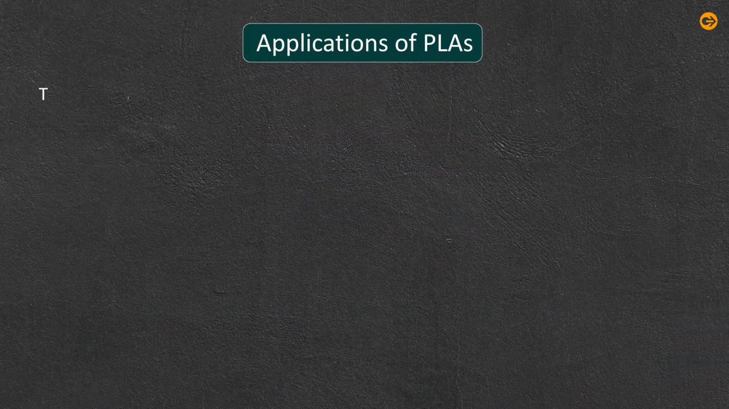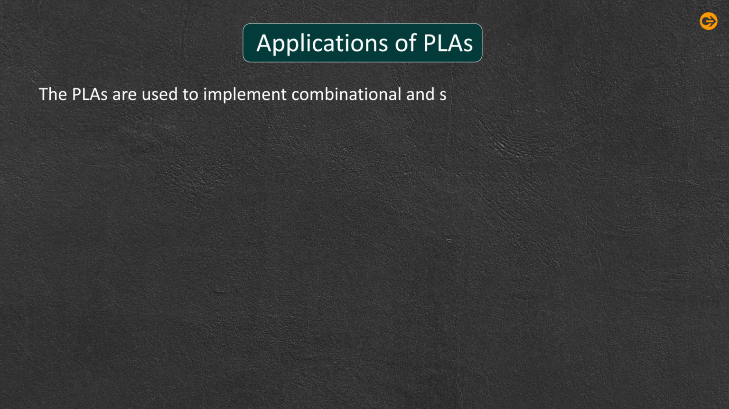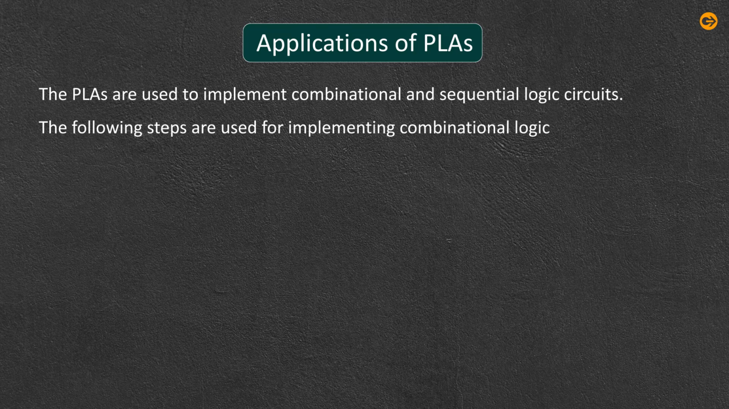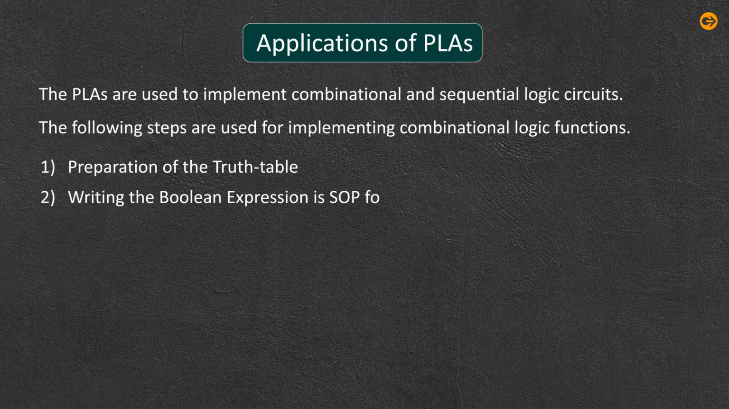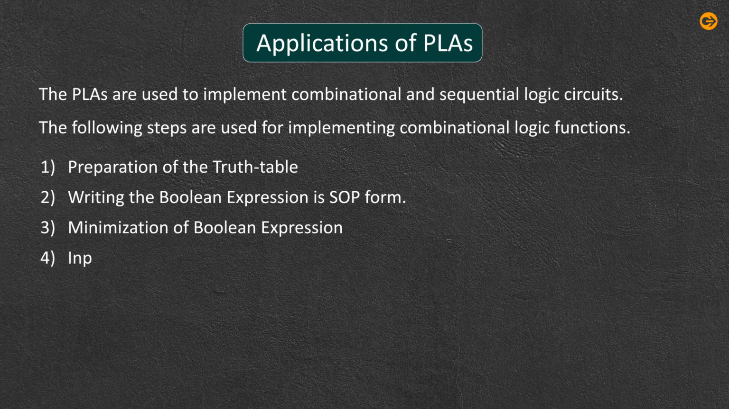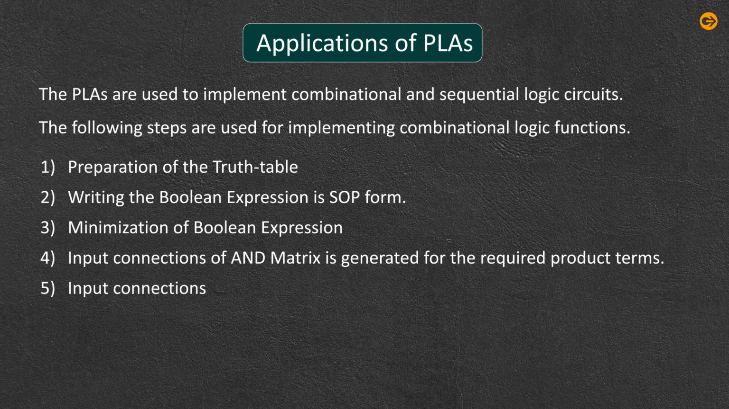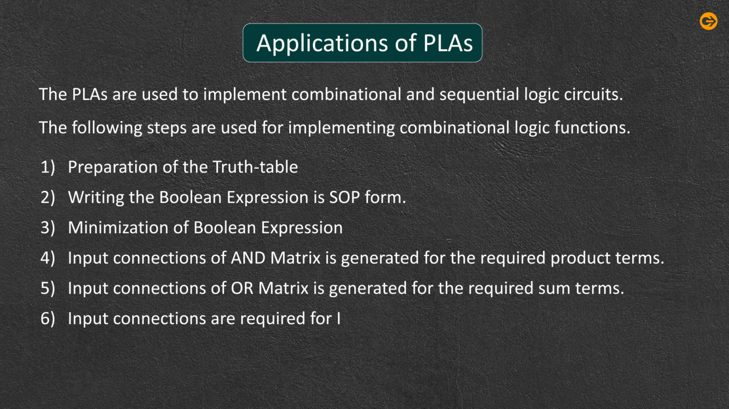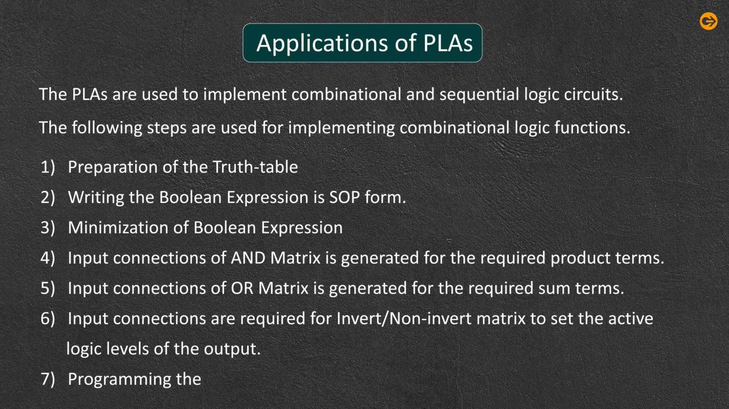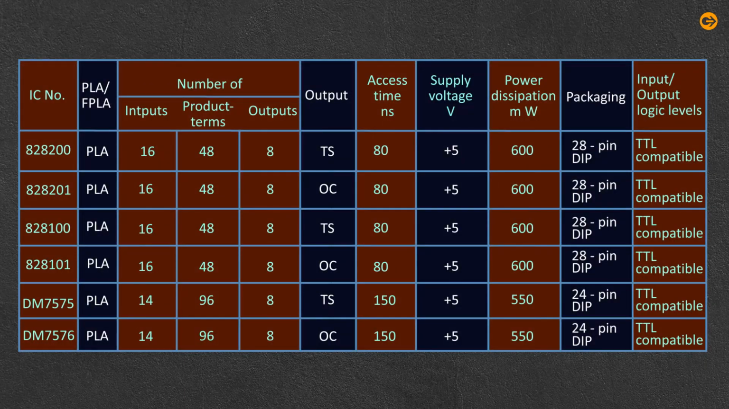Applications of PLAs. The PLAs are used to implement combinational and sequential logic circuits. The following steps are used for implementing combinational logic functions. Preparation of the truth table. Writing the Boolean expression in SOP form. Minimization of Boolean expression. Input connections of AND matrix are generated for the required product terms. Input connections of OR matrix are generated for the required sum terms. Input connections are required for invert, non-invert matrix to set the active logic levels of the output. Programming the PLA. Available PLAs. Some of the available PLAs are given in the table.